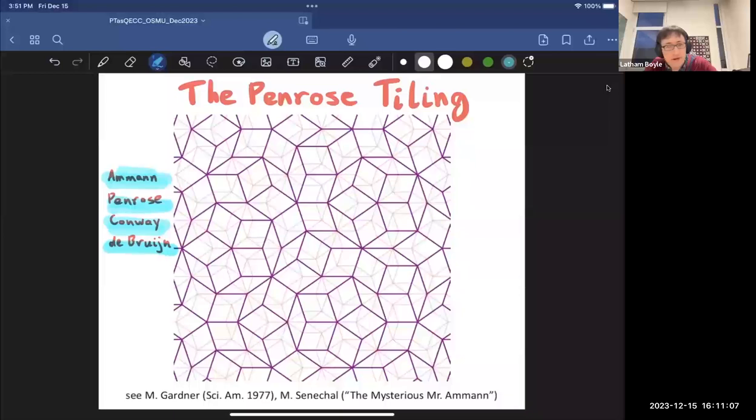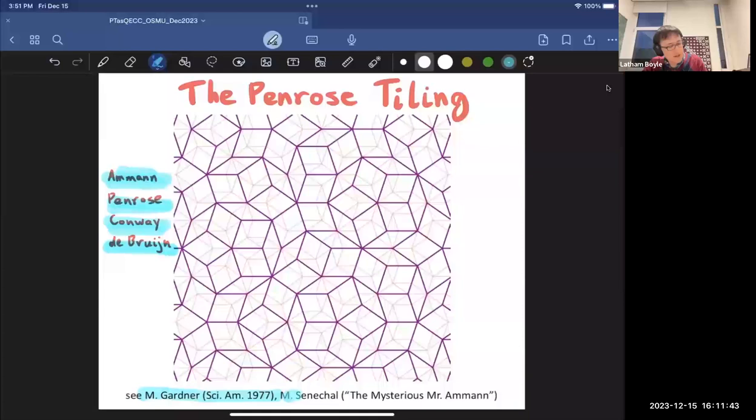Unfortunately, he died young. He was apparently a kind of reclusive person. So I think we mostly know about what he did through letters he wrote to Martin Gardner describing what he'd figured out. I recommend this original Martin Gardner article, the famous one that first introduced, or at least to my knowledge first introduced, the Penrose tiling, or maybe first introduced it to a wide audience.